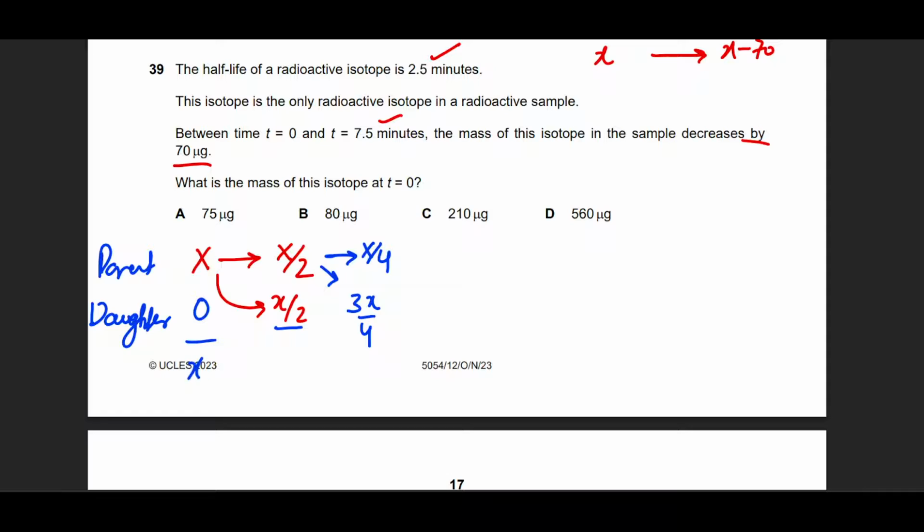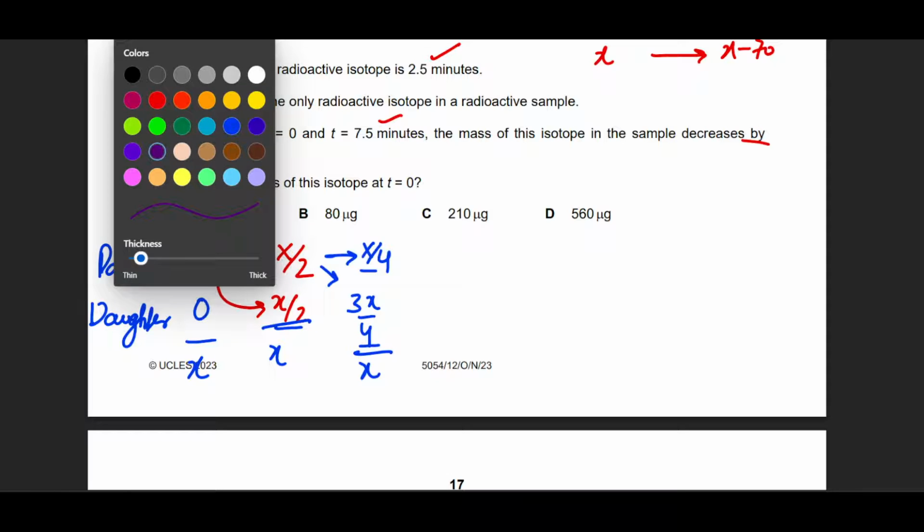And if you total this amount, this becomes x. This also becomes x. This also becomes x. X by 4 plus 3x by 4. So the total amount of sample is still the same today.